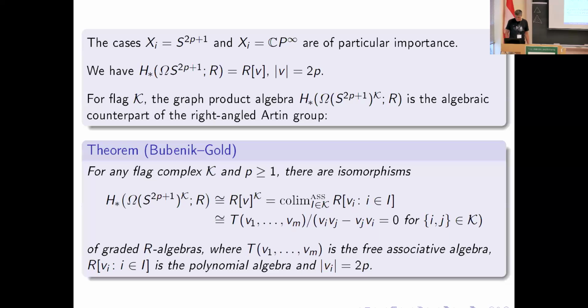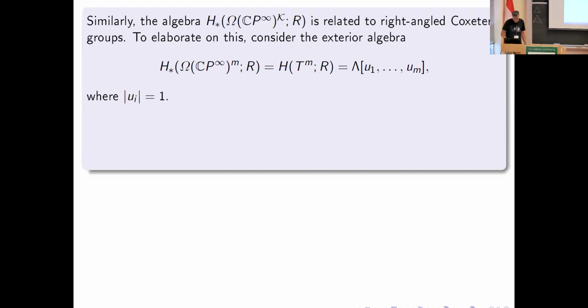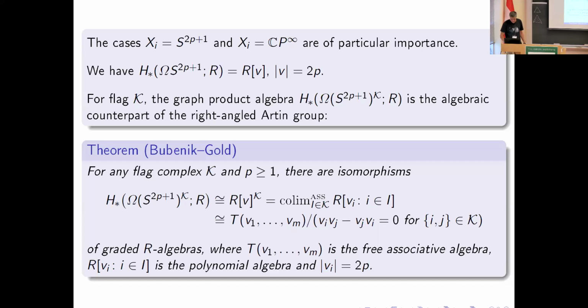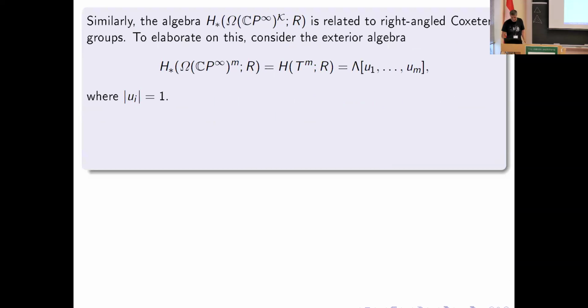Right, so that's a perfect analogy between the right-angle Artin groups and these partially commutative associative algebras. And in this particular case, it's worked perfectly. You can try to model that analogy in the case of right-angle Coxeter groups, and it also worked up to some extent, but not quite.